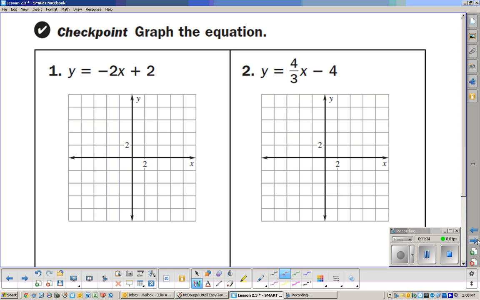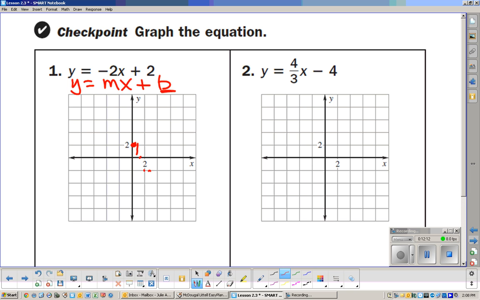Okay, number 1, your first decision is to decide what form it is in or what form you can easily get it into. Well, this is already in slope-intercept form, y equals mx plus b. So I'm going to start by plotting my y-intercept, which is 2. Notice this graph counts by 2, so make sure you put your point on 2. Then the slope is -2, which is the same thing as -2 over 1. So we're going to go down 2 over 1.